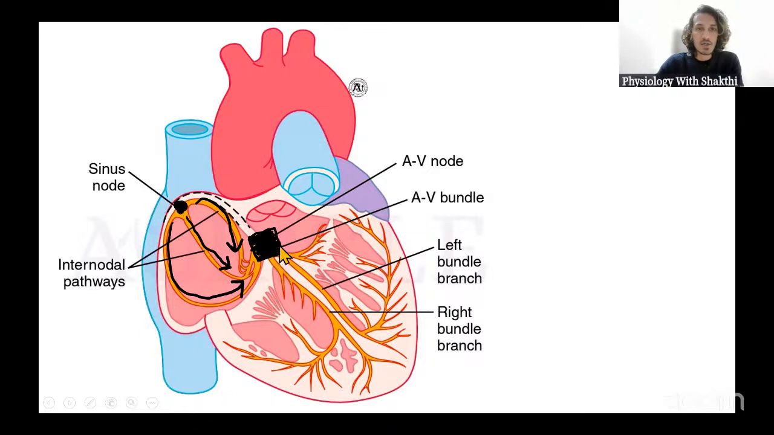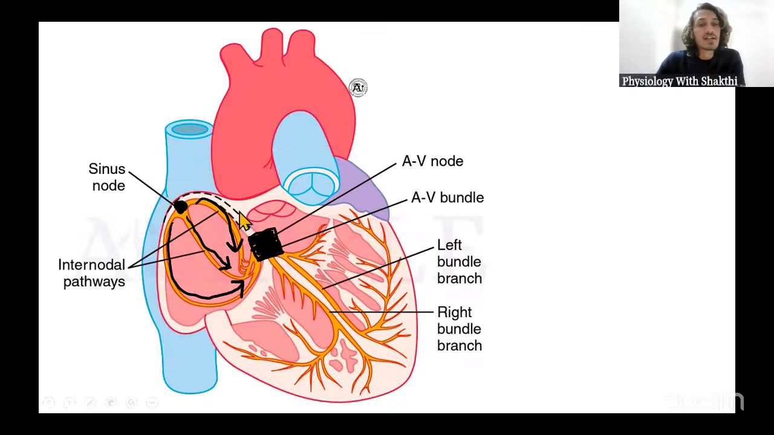Now, the SA node and the AV node, their conduction rate is less. Because of that, there is somewhat of an AV nodal delay. Around 0.1 second delay is there. The reason for the AV nodal delay is to make sure that the entire atria is depolarizing well enough in order to allow for an atrial systole so that the remaining 30% of the end diastolic volume is filled up. If that does not happen and the ventricle contracts immediately, systole will happen even before adequate filling. So in order to prevent that, you have an AV nodal delay, which is beneficial for us.